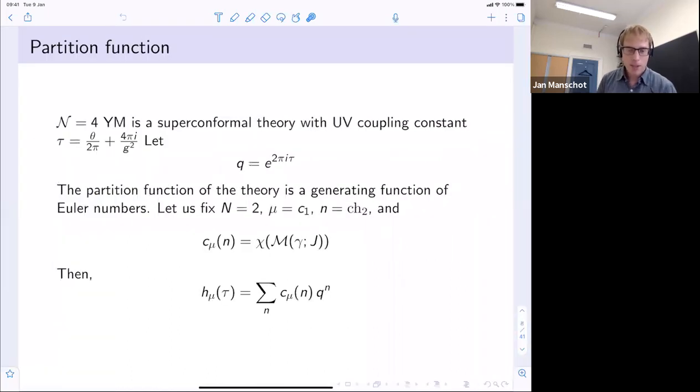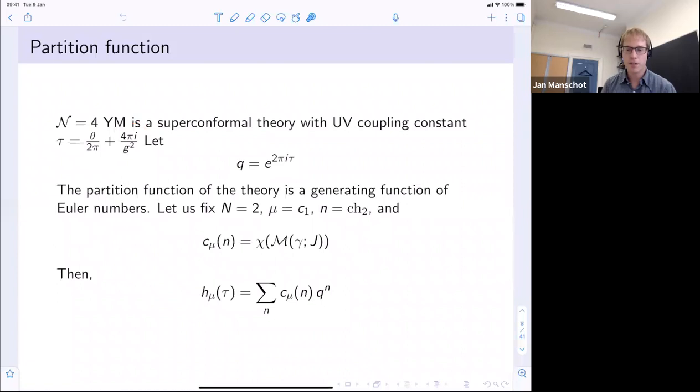Okay. So then this theory, N=4 Yang-Mills, is superconformal and has a UV coupling constant tau, which is this complexified parameter theta over 2 pi plus 4 pi i over g squared. And we can make this an exponentiated variable q as usual. And then the partition function or the path integral of the theory, one can show that it becomes a generating function of the Euler numbers of the moduli space.